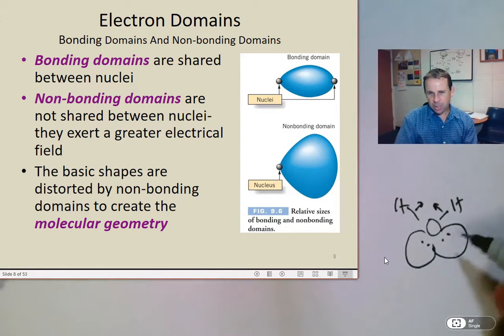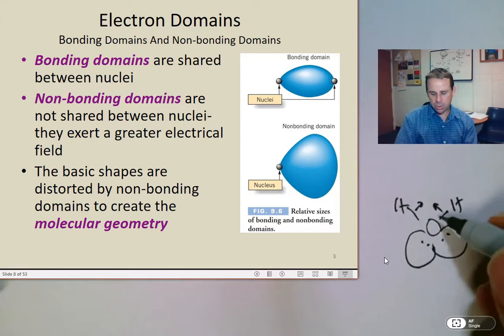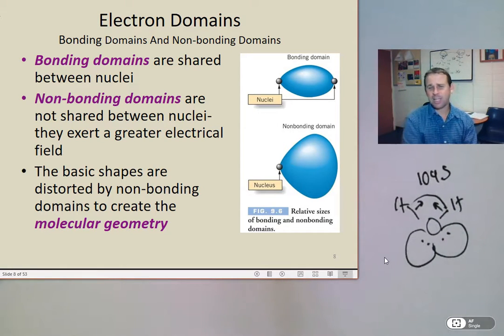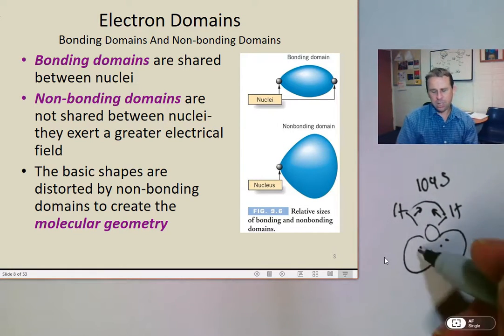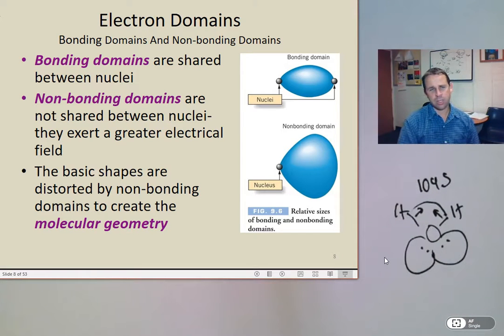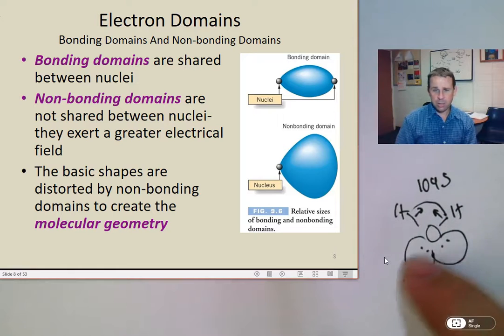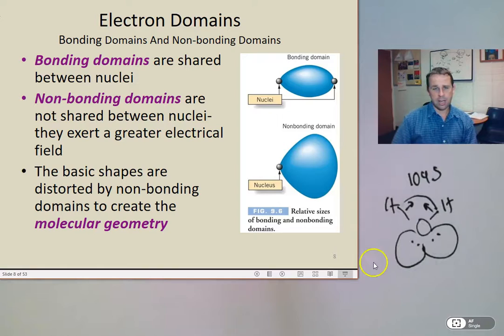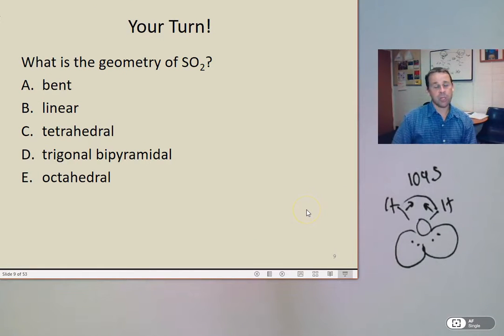So when you have a compound like this, where there's four regions of electron density, you would initially think the angle here is 109.5, but it ends up being a little bit less than 109.5 because we have the lone pair electron density there. So from now on, whenever there's an angle like this and two lone pairs that would be crowding that angle, we'll say it's a little less than 109.5.